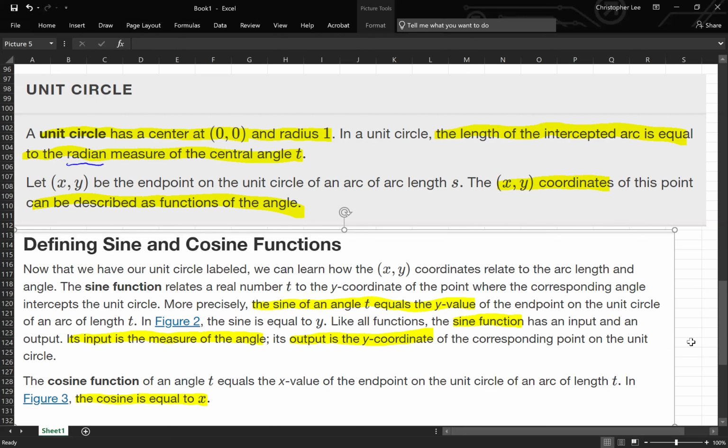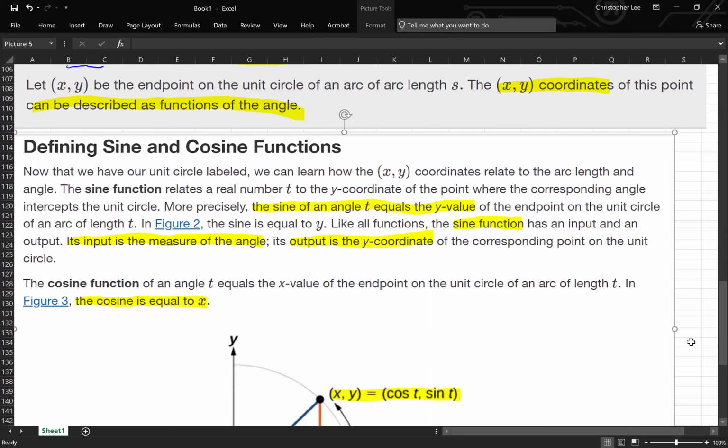Like all functions, the sine function has an input and an output. Its input is the measure of the angle. Its output is the y coordinate of the corresponding point on the unit circle. The cosine function of an angle t equals the x value of the endpoint on the unit circle of an arc length t, which you can see in figure 3, and the cosine is equal to x.